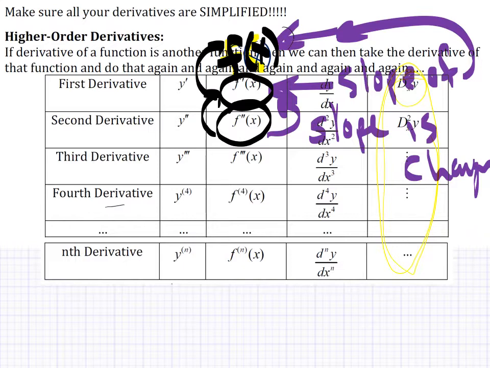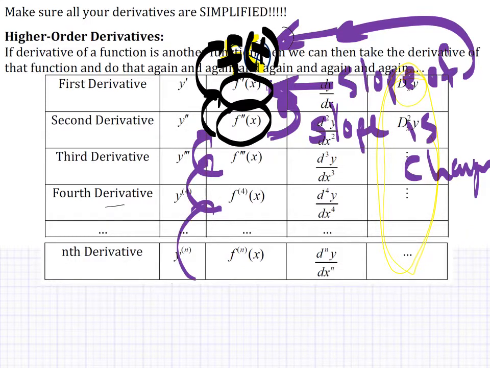The second derivative describes the change in the first derivative. The first derivative is slope. The second derivative tells me how the slope is changing. And then I can continue on. The third derivative tells me how the second derivative is changing. The fourth derivative tells me how the third derivative is changing, etc. At some point, it gets a little ridiculous when you start talking about it in that regard.